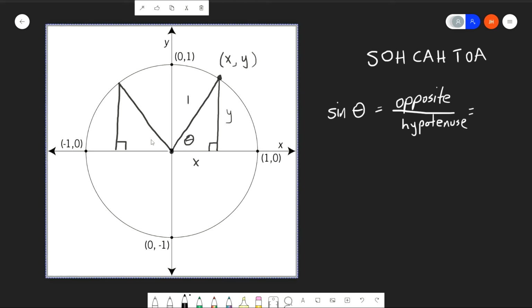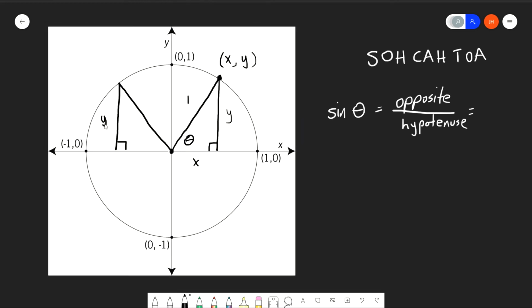Regardless, my y-coordinate is the opposite side of this triangle, the x-coordinate is the adjacent side, and 1 is still the hypotenuse. And in fact, with the unit circle, what's cool is that because of the way the unit circle is, I can use any angle. In fact, let's work with that triangle. I'm not just limited to angles that are 90 degrees and less.